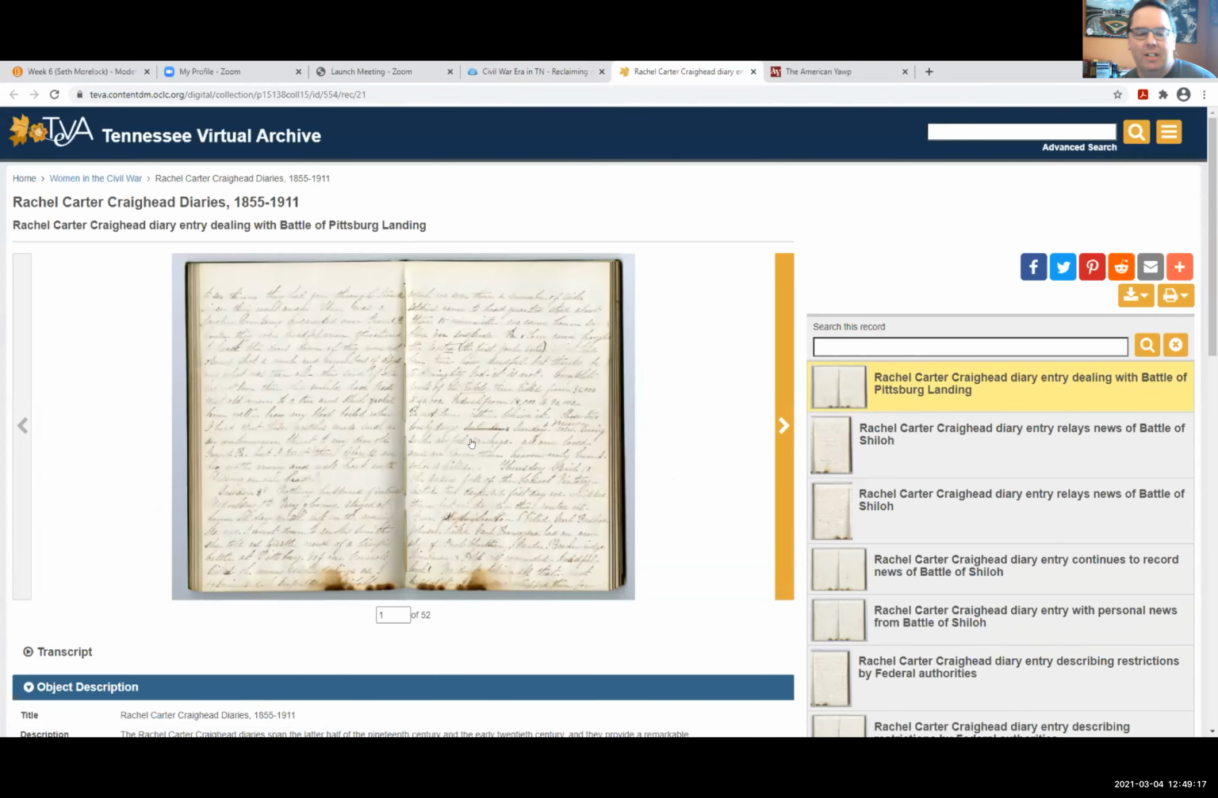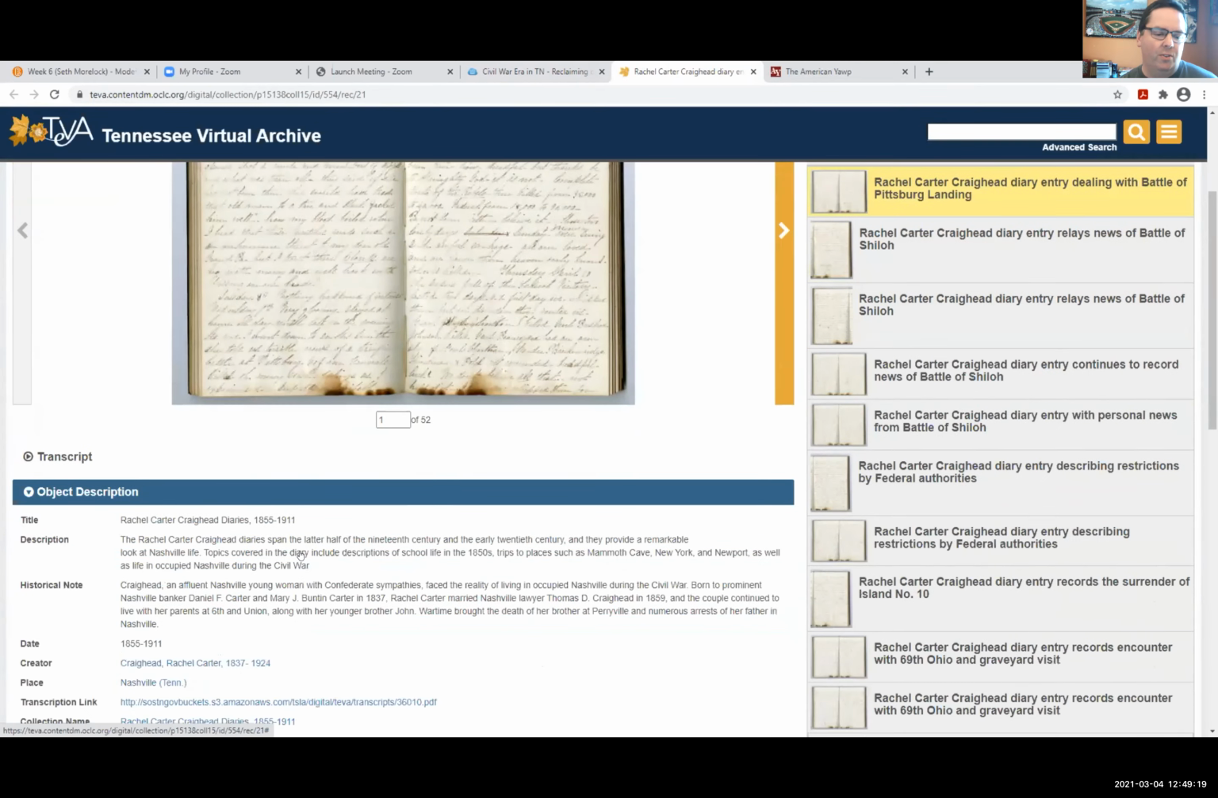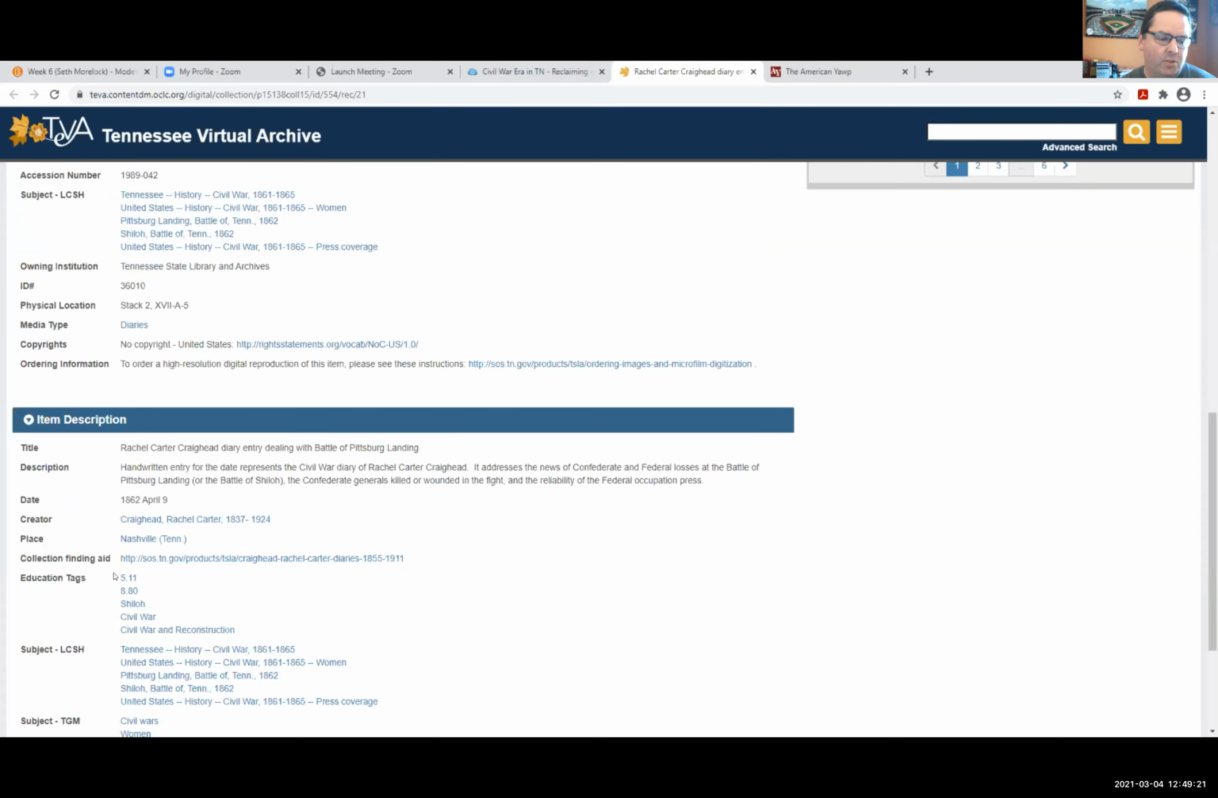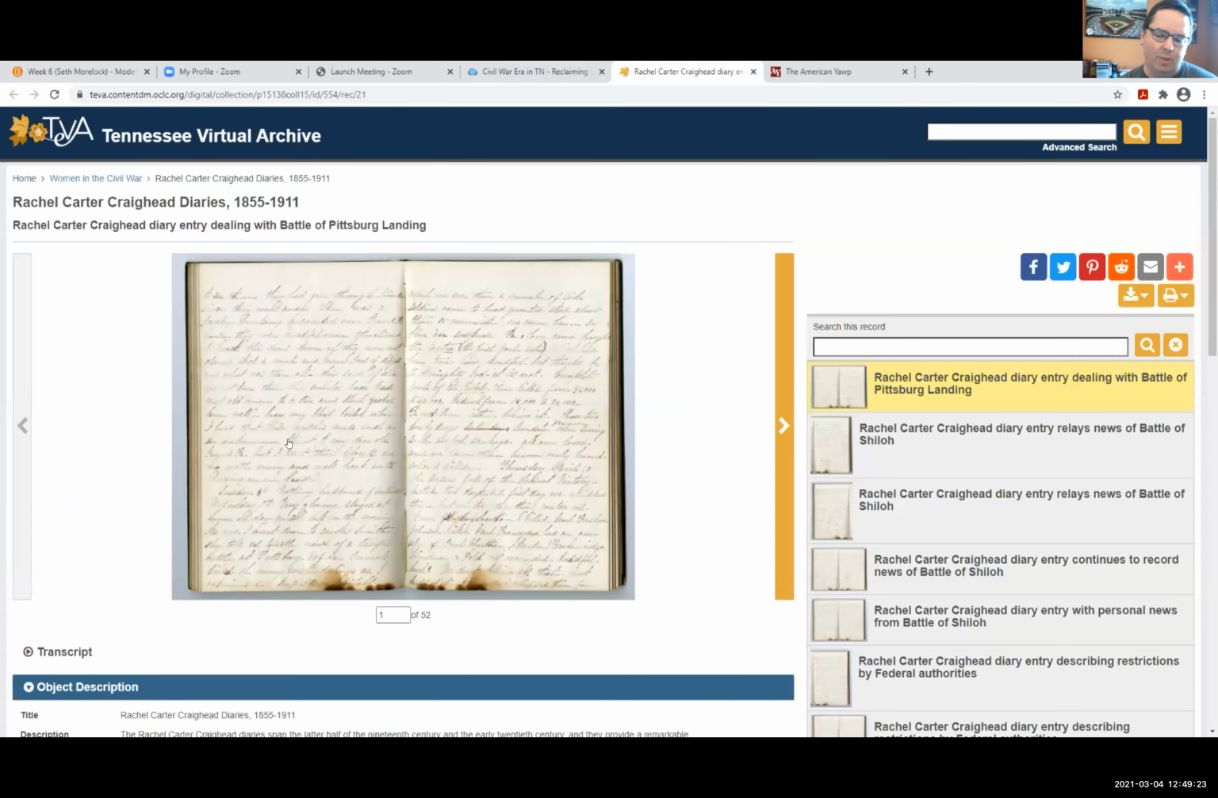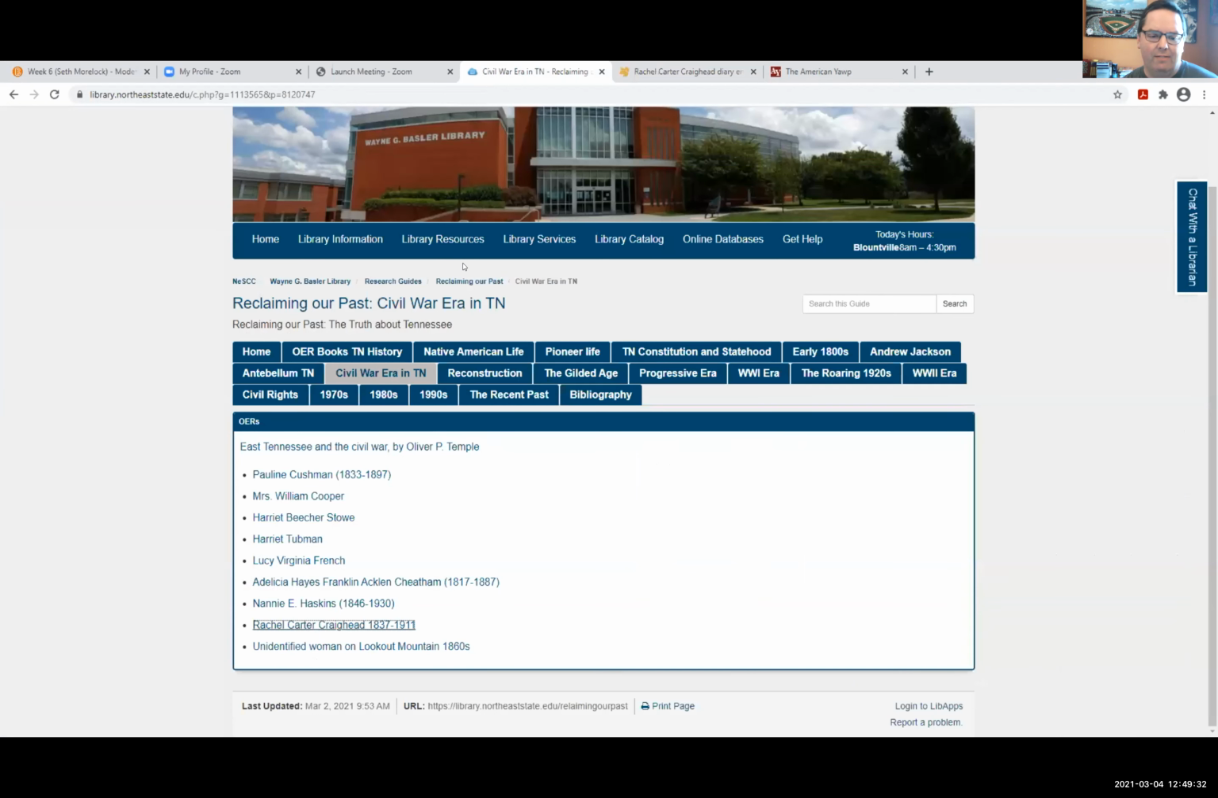Some of these diaries written from the Civil War era would be wonderful. They are transcribed as well for the readers, so the reader could or could not read through the original text. They can be made accessible for various readers. So we have all of that working for us from the Tennessee Virtual Archive as well.